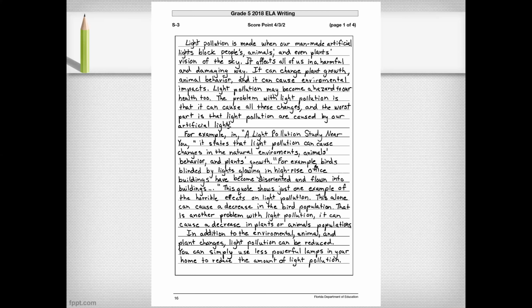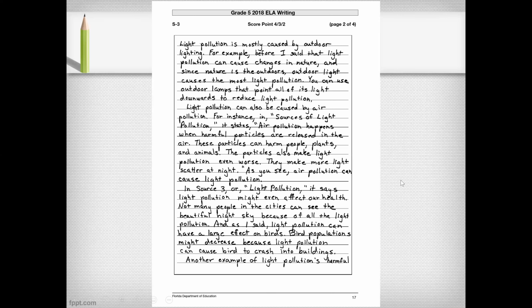In addition to the environmental, animal, and plant changes, light pollution can be reduced. You can simply use less powerful lamps in your home to reduce the amount of light pollution. Light pollution is mostly caused by outdoor lighting. For example, before I said that light pollution can cause changes in nature. And since nature is the outdoors, outdoor light causes the most light pollution. You can use outdoor lamps that point all of their light downwards to reduce light pollution.